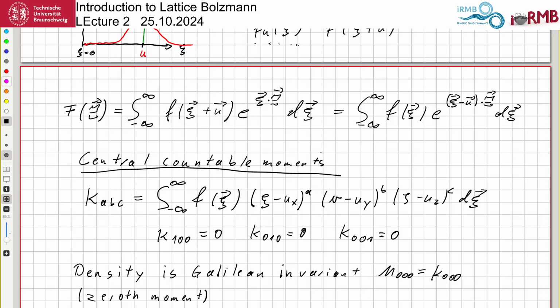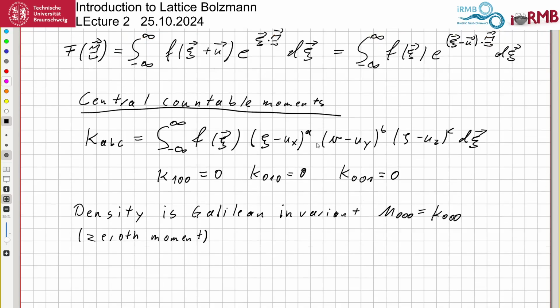I've not introduced so far the order of the moments. This is something that we'll use a lot. The order of a moment is just the sum of its indices. So, for example, there will be 6 second order moments.